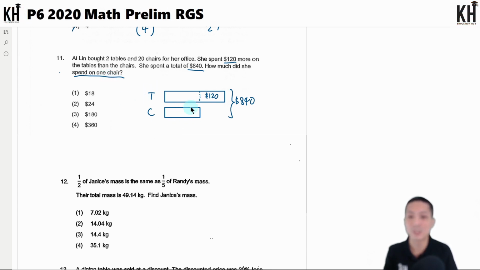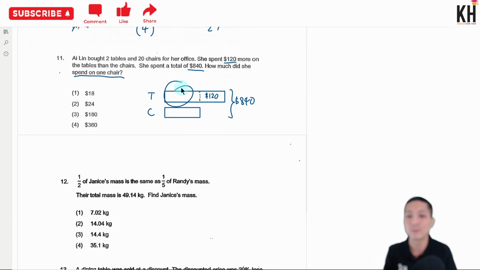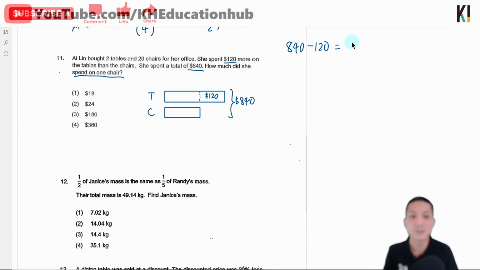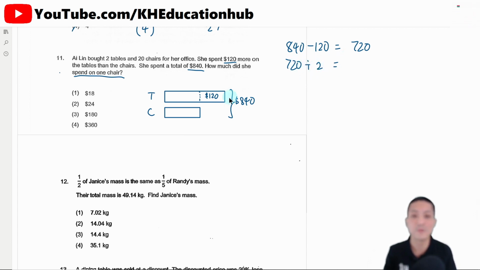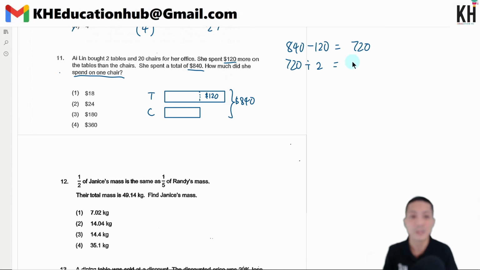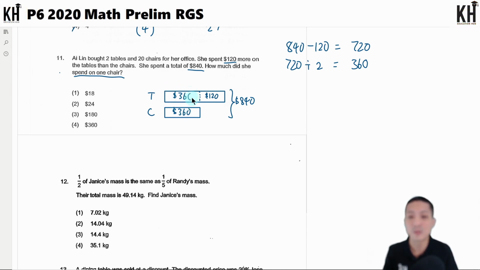So let's find out how much she spent on the chairs first. We need to remove this extra and then divide by 2. So it's 840 minus 120, which gives you 720. Then 720 divided by 2, because after you've removed the extra, you have 2 equal blocks. That gives you 360, which means the chairs cost 360, and this part here is also 360.